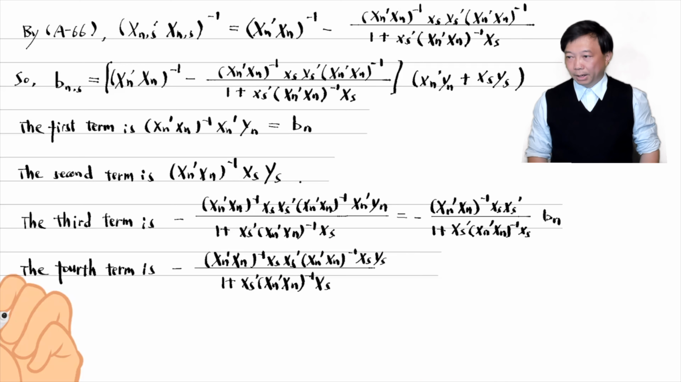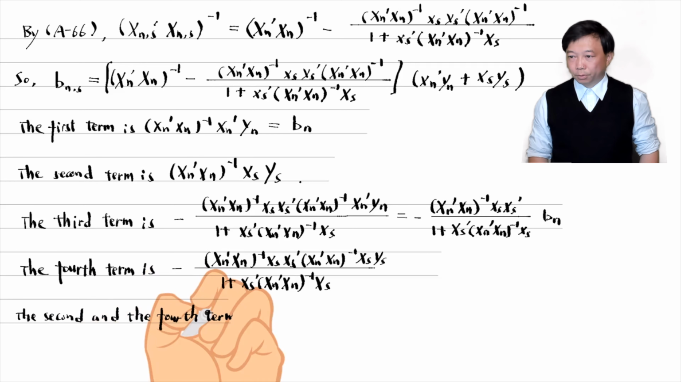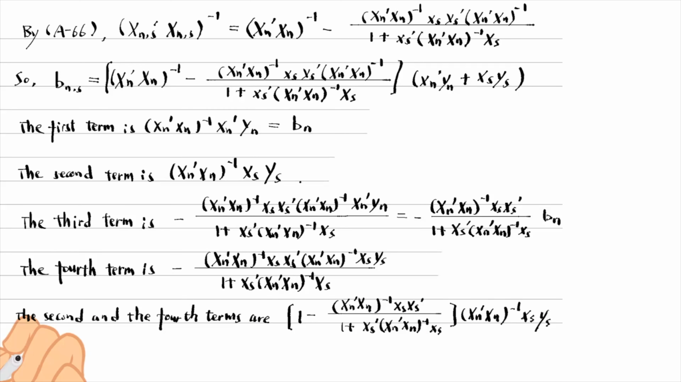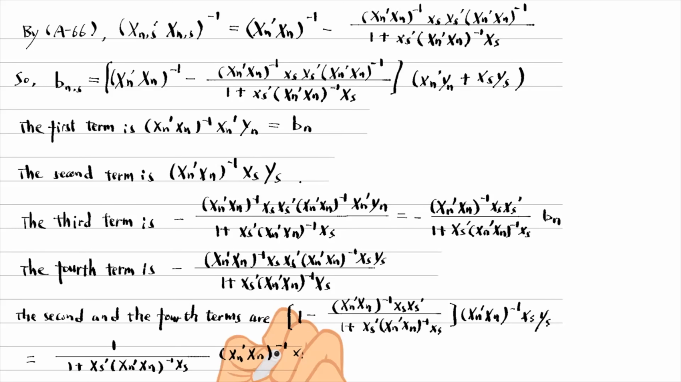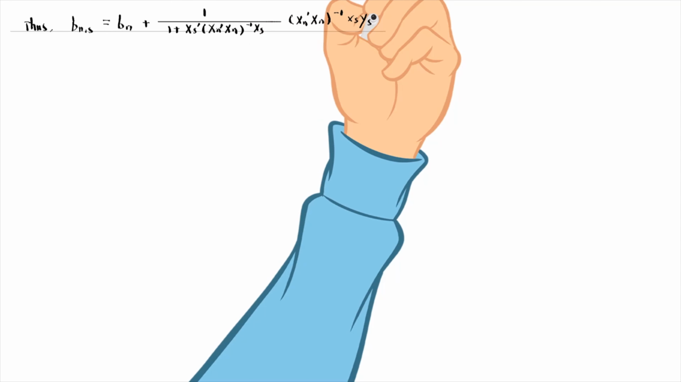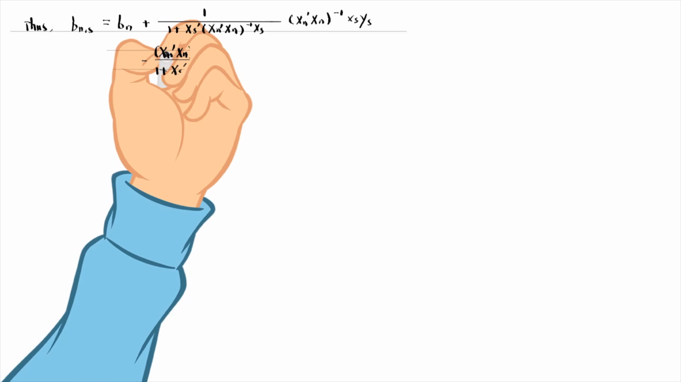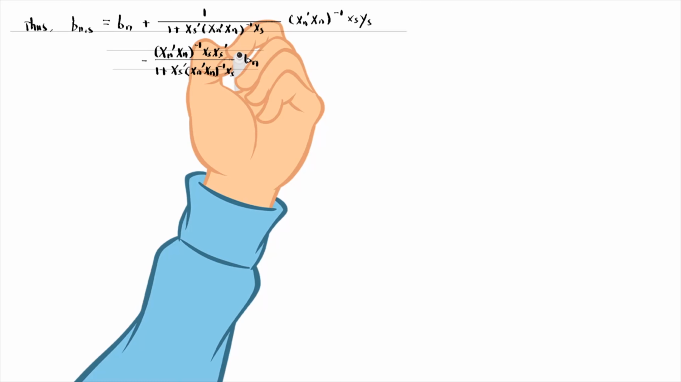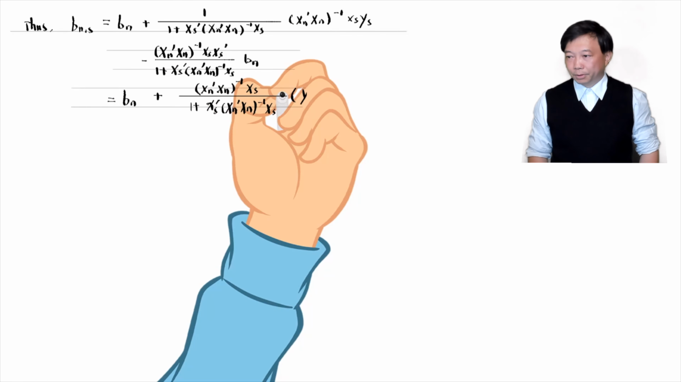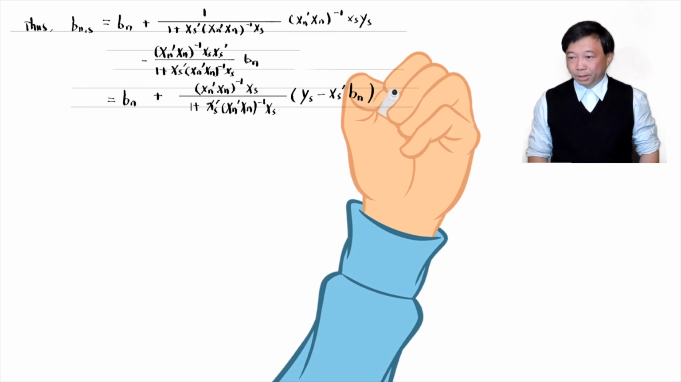We then combine the second and the fourth terms. Finally, we reach the answer. The new estimator is the old one plus a term.